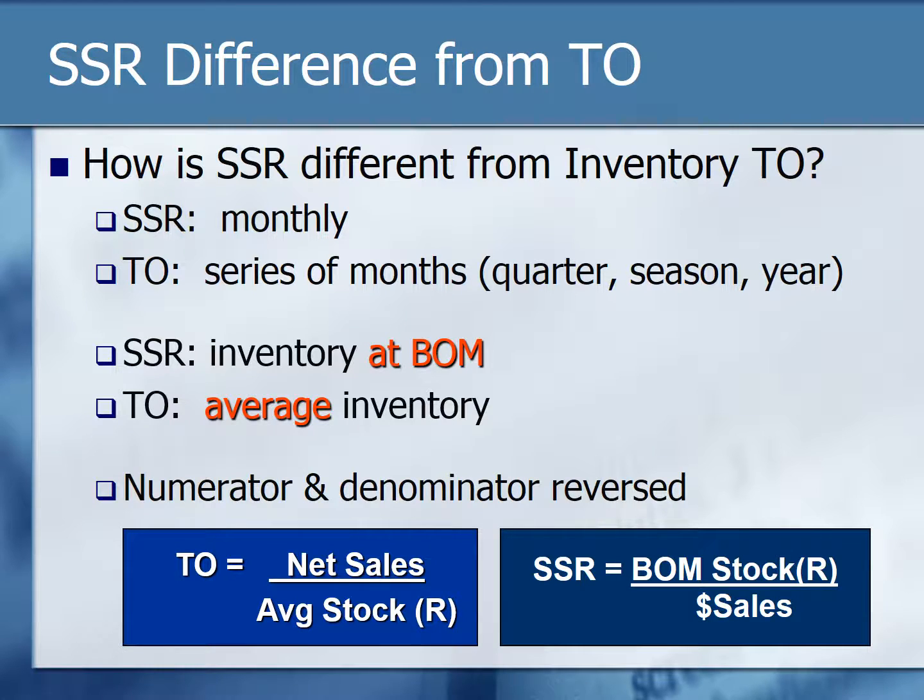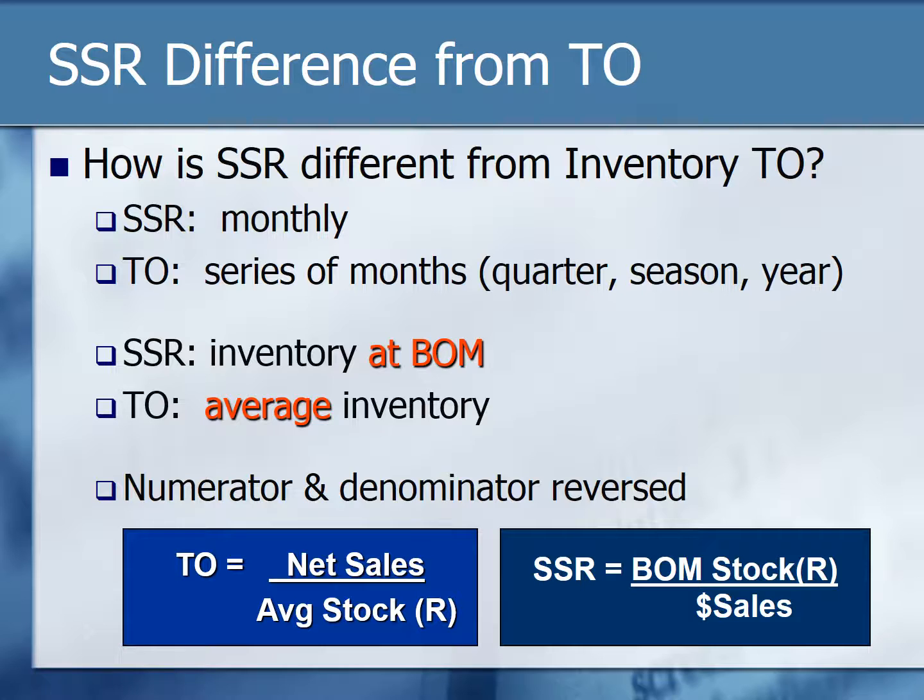The last difference you probably already noticed is that the numerator and denominator were reversed, right? For turnover, sales is the numerator, whereas for the SSR, sales is the denominator. So SSR is stock to sales ratio, whereas turnover is sales to stock ratio. Okay? This difference makes their interpretations different, right?